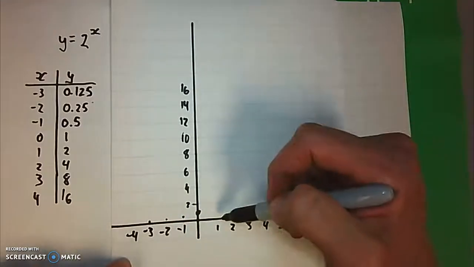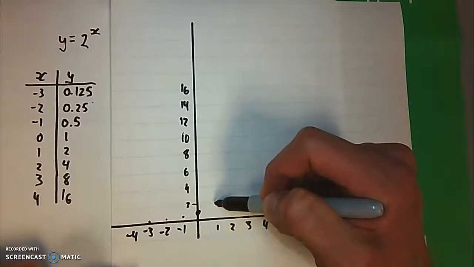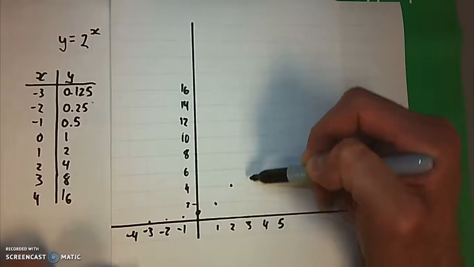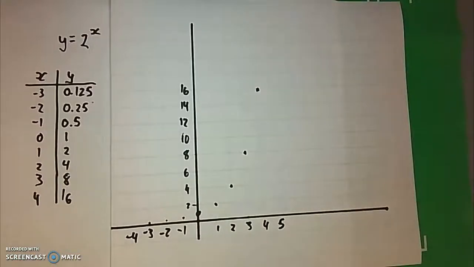At 1, I'm at 2. At 2, I'm at 4. 3 goes to 8. 4 goes to 16. So there are our points, and as we can clearly see, they do not go in a straight line, not at all. So we actually have to draw a line of best fit, and what we want to do is aim to go roughly between the middle of all these points.